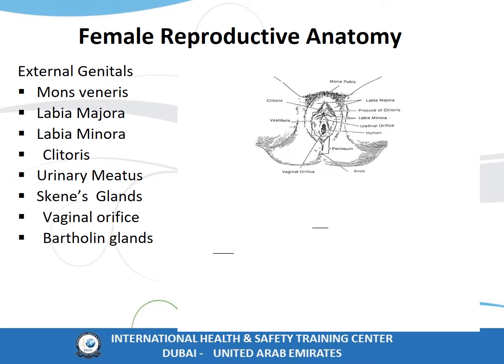Urinary meatus is an opening into the urethra. It is posterior to the clitoris and anterior to the vagina. Skene's glands are small mucus glands, and they have ducts on each side of the urinary meatus. Vaginal orifice is posterior to the urinary meatus and is the opening into the vagina. Bartholin glands are two small glands, and they have ducts on each side of the vaginal orifice. Skene's glands and Bartholin glands are more prone to infection, especially gonococcal infections.